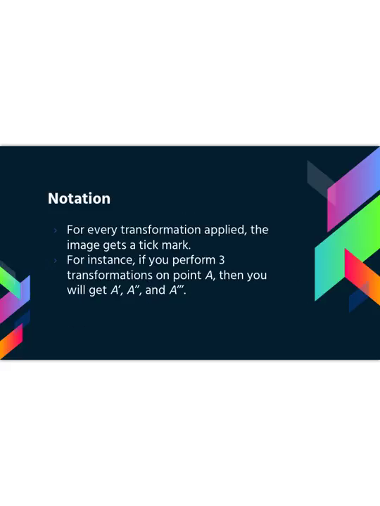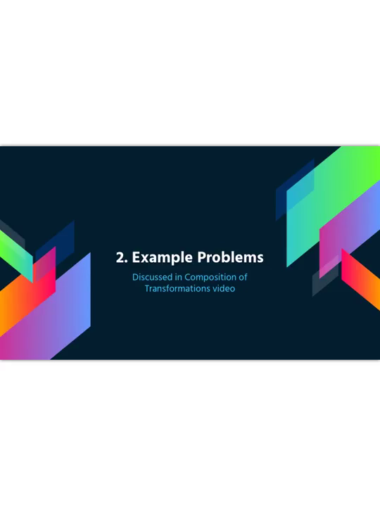Just a clarification about notation, for every transformation applied, the image gets a tick mark. So if you perform 3 transformations on point A, then you would get A prime, A double prime, and A triple prime. Now we will do a few example problems.